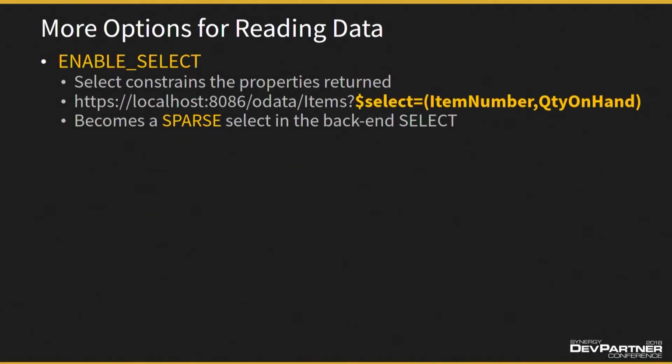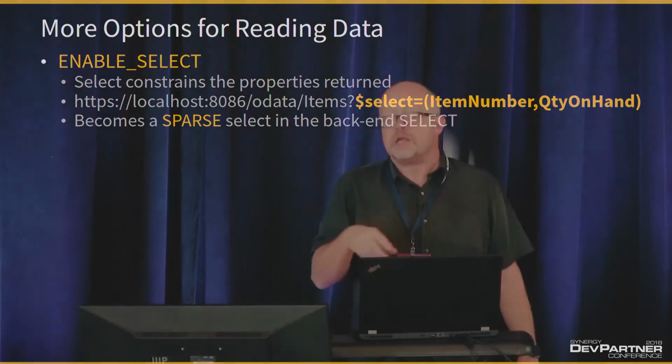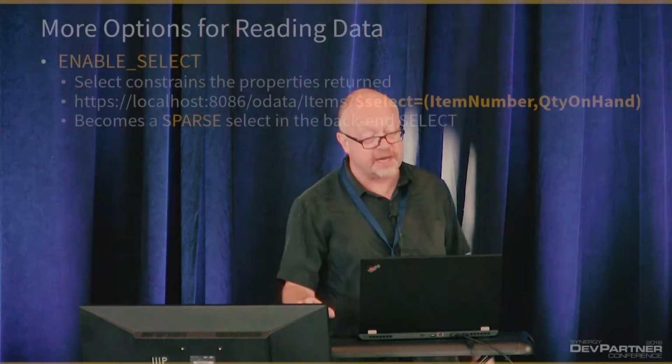Another thing you can do is use enable select. Jeff talked about select this morning. It's the ability on the URI to say, I want to return items $select equals item number, comma, quantity on hand. So select lets you narrow the result set for an entity to only individual property or properties. Under the hood, it's a sparse select in the underlying Synergy.